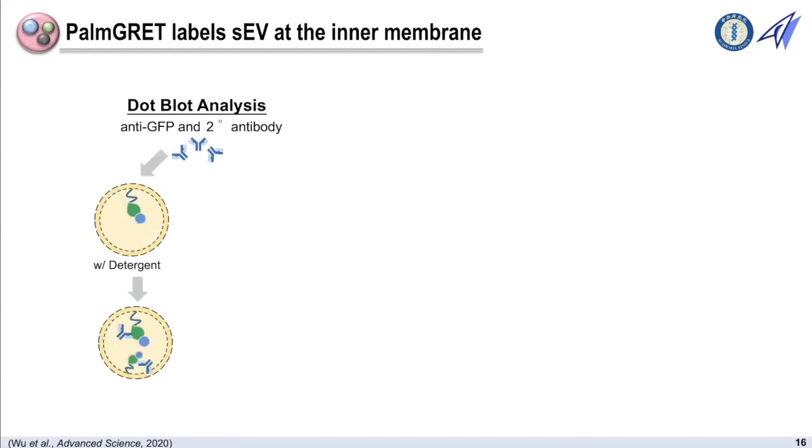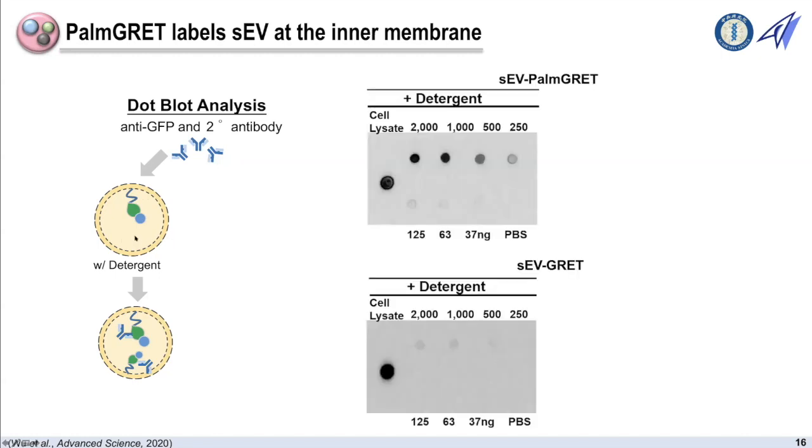So here first we dot blot our EV gradiently onto the nitrocellulose membrane, starting from the blocking, followed by antibody incubation and washing. We separated into two groups, either with detergent or without detergent. So here it shows that with the detergent group, the EV structure will be disrupted, and then the antibody can go in to detect what's encapsulated inside the EVs. And the data shows here.